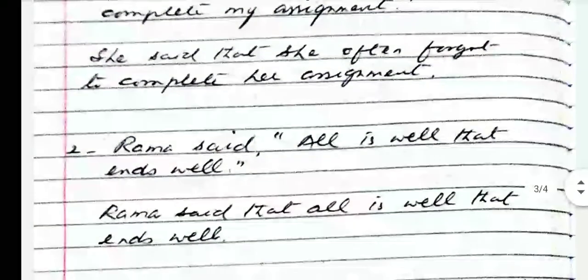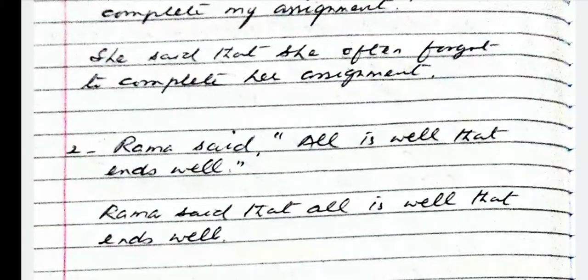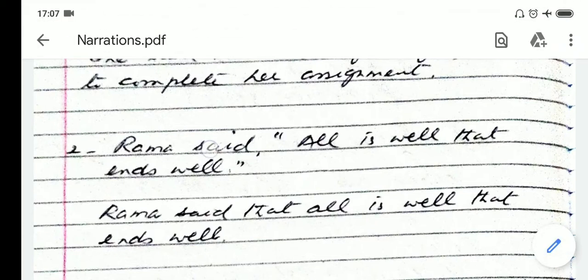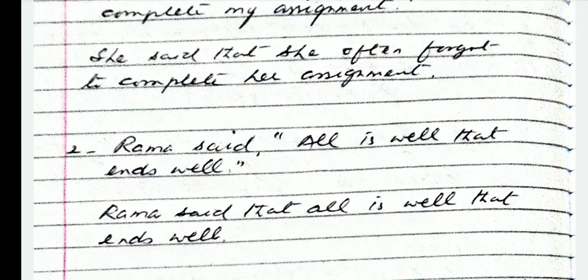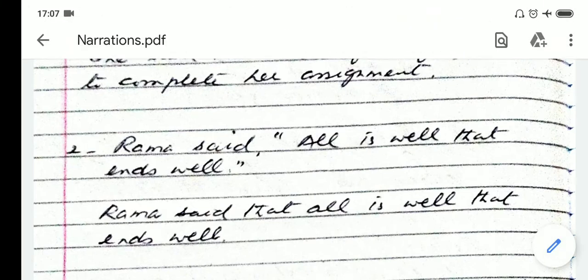Now see the second sentence. Rama said, "All is well that ends well." First of all, you will see the reporting speech, which is in the past tense. How do we know it is in the past tense? Said. So said is the past form of say, so it means that it is in the past tense. Had it been "Rama says," we would know that it is in the present tense, but in this case it is in the past tense.